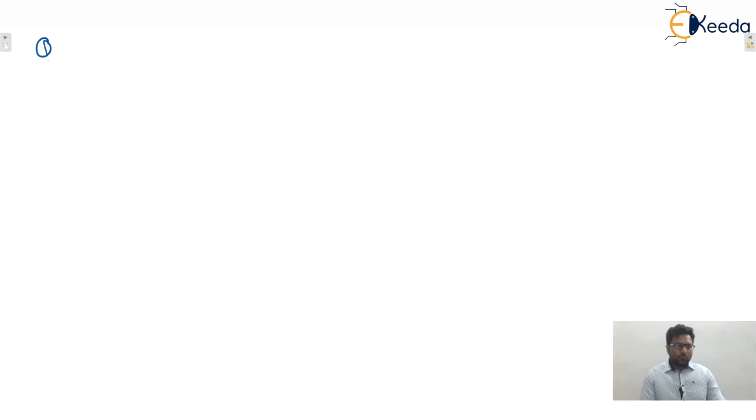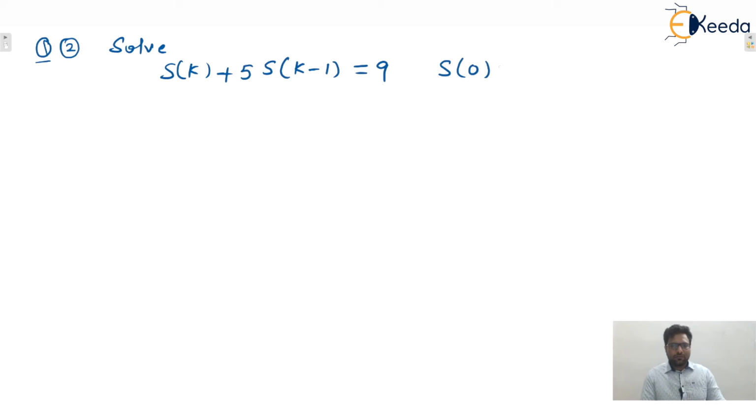Yes, let's say one more problem is given to you. Solve the following recurrence relation: s of k plus 5 s of k minus 1 equals 9, and one initial condition is given, s of 0 equals 6. You can see this one is an inhomogeneous LRCC. So what will be the solution?